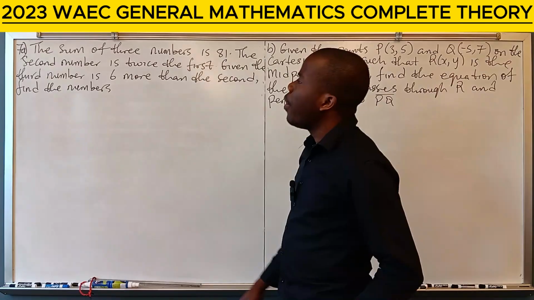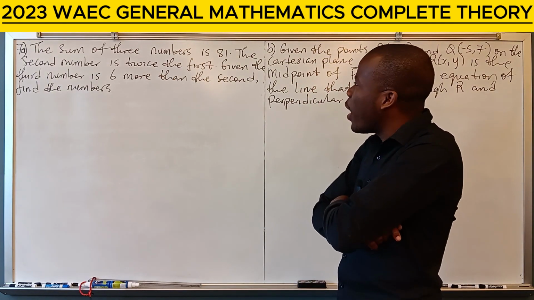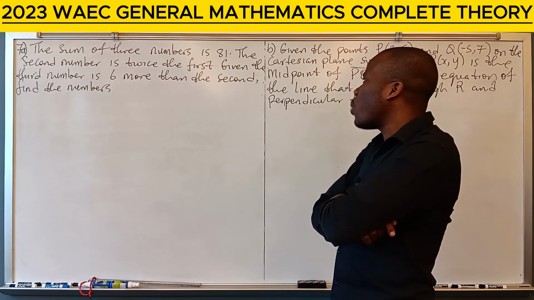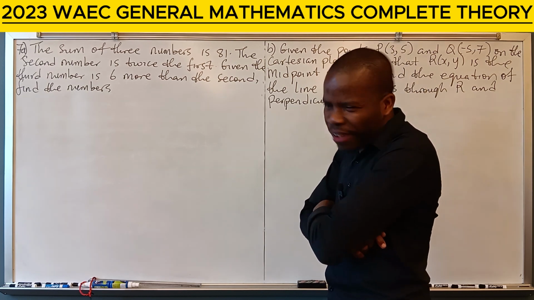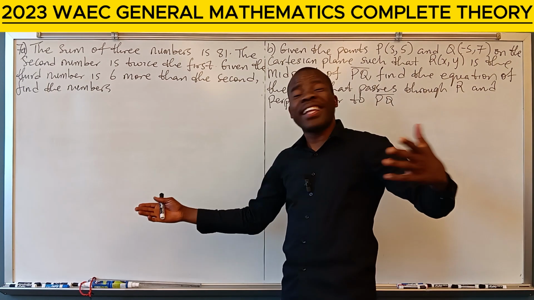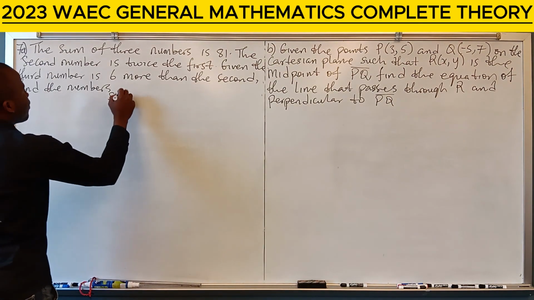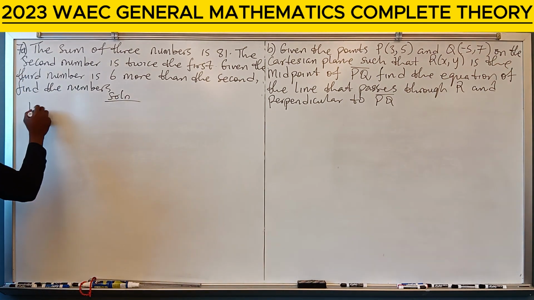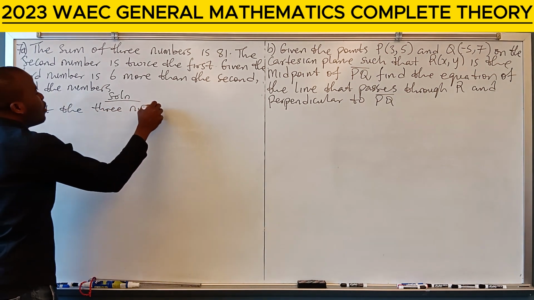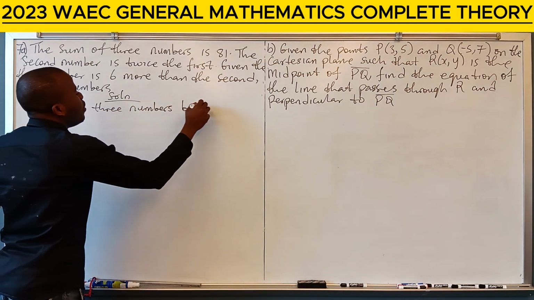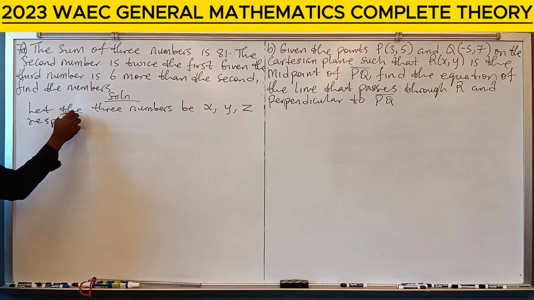Question 7a says, the sum of three numbers is 81. The second number is twice the first. Given the third is 6 more than the second, find the numbers. I mean, mathematics is that interesting. Okay. So we'll start by saying, let the three numbers be x, y, z respectively.